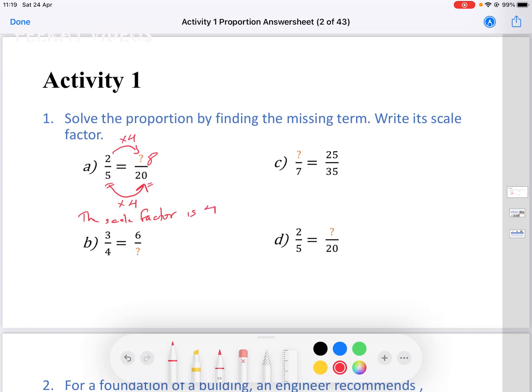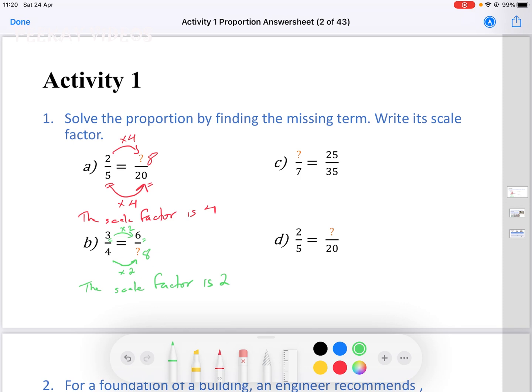Number B, we have both numerators, so we will compare the numerators. 3 times 2 is 6. Therefore, with the same scale factor, we multiply the denominator. 4 times 2 is 8. Again, the missing term is 8. And the scale factor we used is 2.